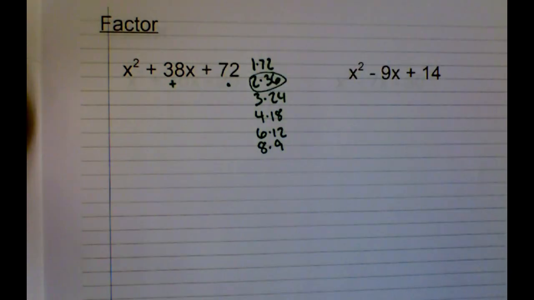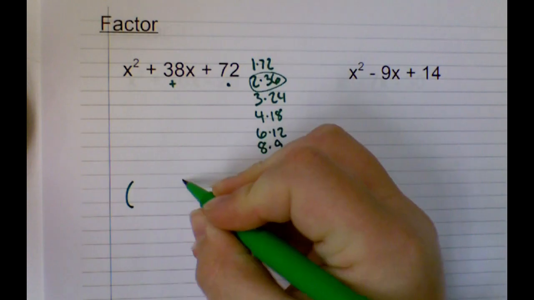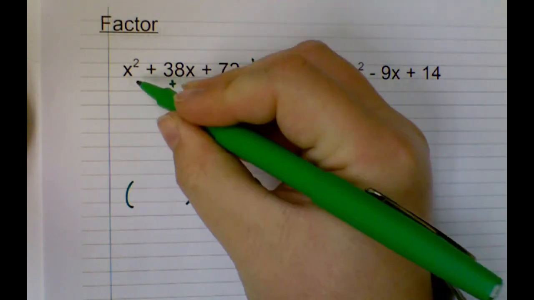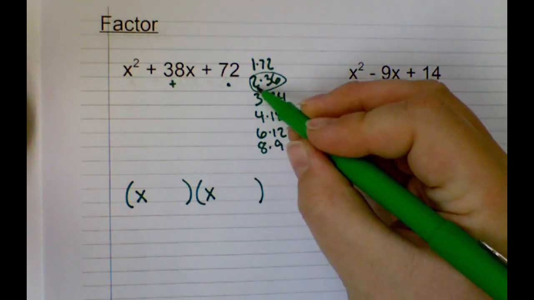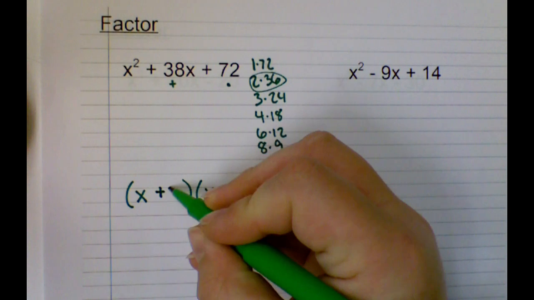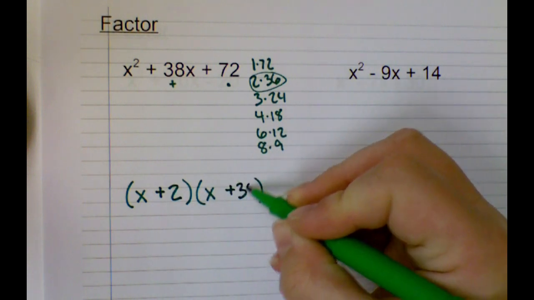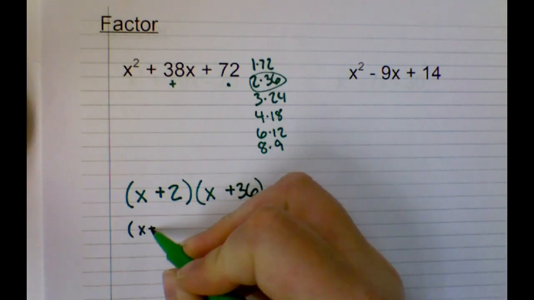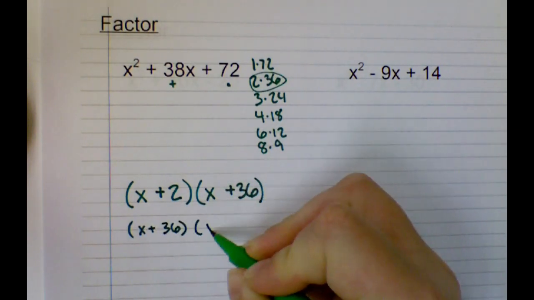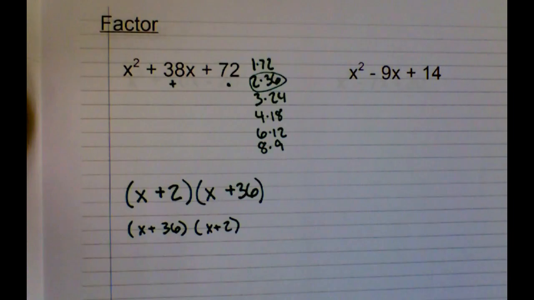2 and 36. So my answer would be two sets of parentheses. The only way to break apart an x squared is an x and an x. It's a positive 2 and a positive 36, so I write plus 2, plus 36. I can flip-flop those around and I can write x plus 36 times x plus 2. That's totally fine, same exact answer.